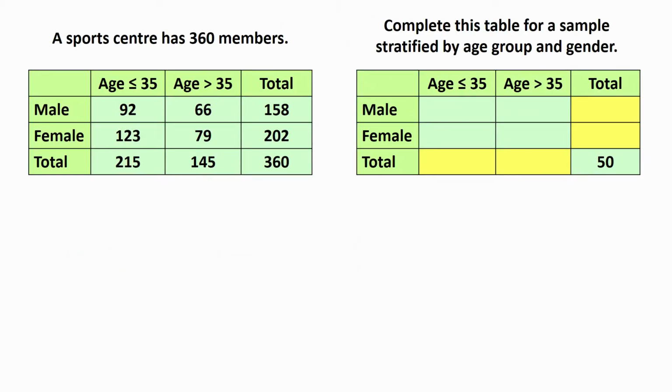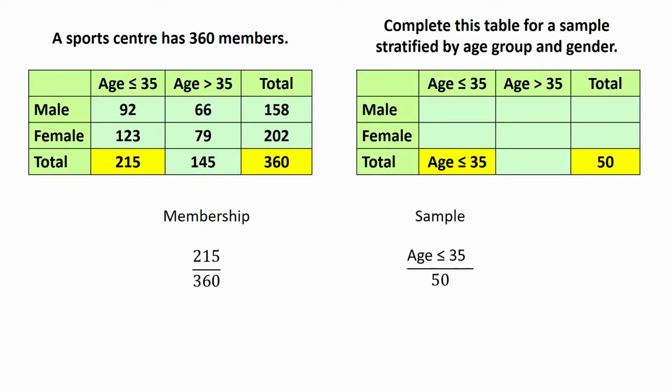Start by completing one of the highlighted row or column totals, choosing to start with all of those aged 35 or less. The total membership has 215 out of 360 people aged 35 or less, and the sample has a fraction with an unknown number of those aged 35 or less, all over 50. The two fractions must be equal if they are in the same proportion.